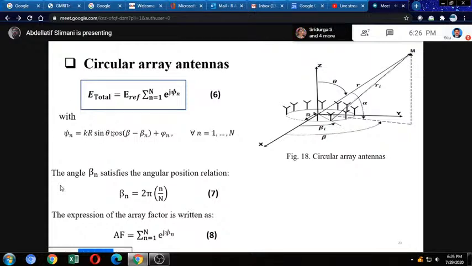Theta is the angle between the z-axis and the point M in the far field. The angle beta n satisfies the angular position relation: beta n equals 2π n divided by N, where n is the position of the element and capital N is the total number of antennas. Phi n is the phase shift between two antenna elements.